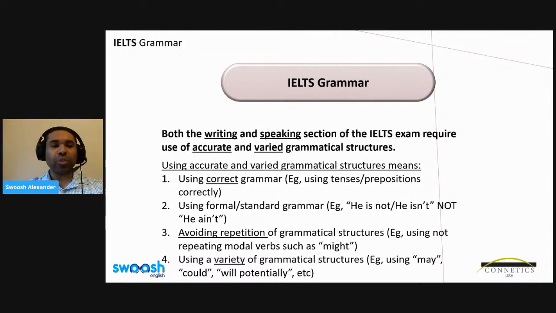By avoiding repetition, we will use that variety. And the variety comes in with the same example as before. Instead of using might, we can use may or could or will potentially. These are all different ways we can express the same idea, but by using different modal verbs, different grammatical choices in these cases. So that's the important element then of IELTS grammar, that we are both accurate and that we use a variety when it comes to using grammatical structures.